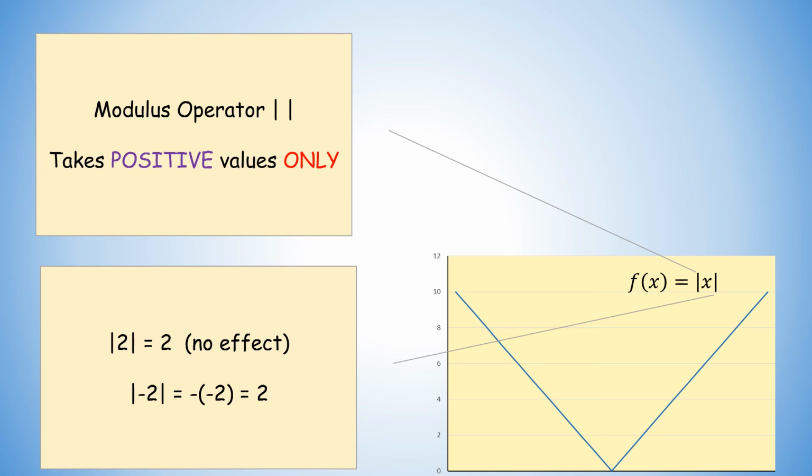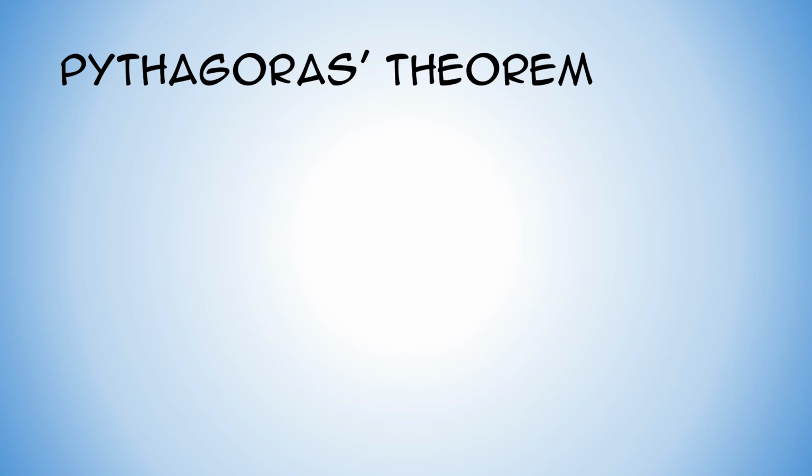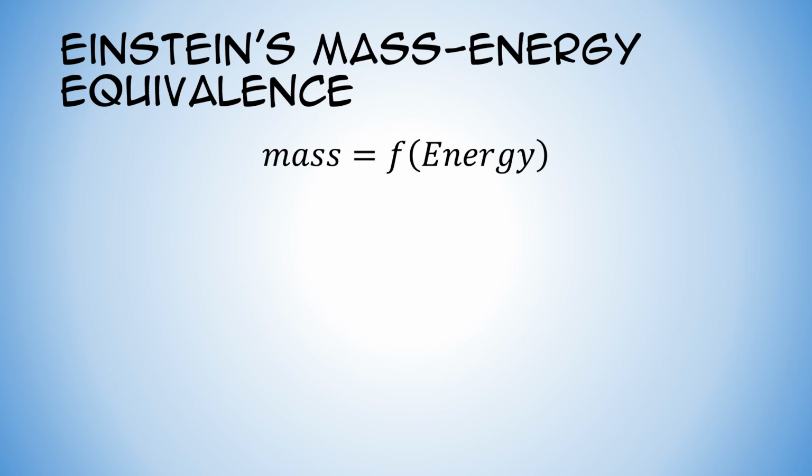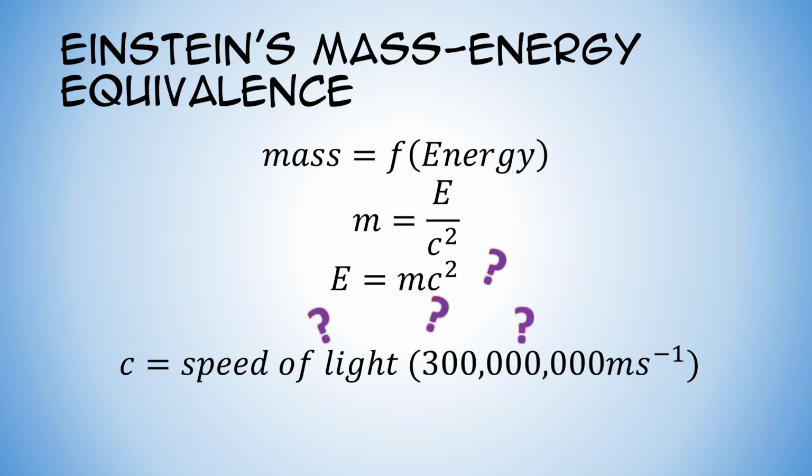Before we close, here's a look at some really famous functions in function notation. First, it's Pythagoras' theorem, where the hypotenuse of a right-angled triangle is a function of the lengths of its two sides. Einstein's mass-energy equivalence, which states that the mass is a function of an object's energy, where m equals E over c squared, or rearranging, E equals mc squared. Everybody knows this one, but do you really know what it means?